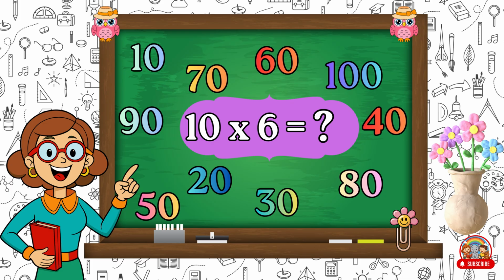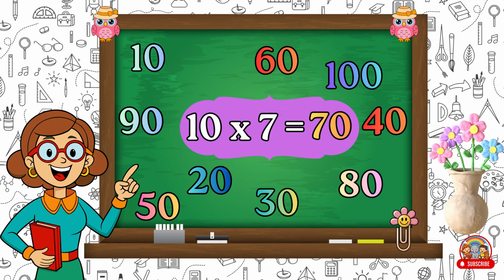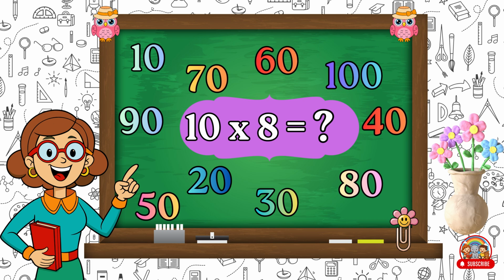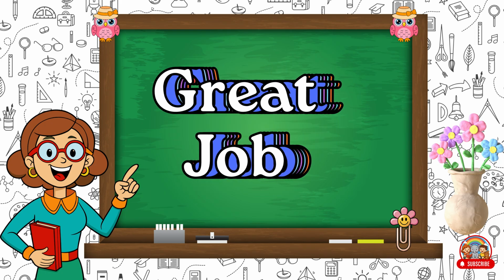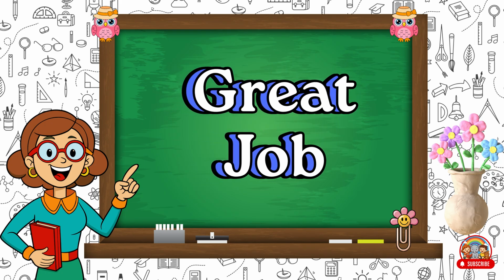10 sixes are 60. 10 sevens are 70. 10 eights are 80. 10 nines are 90. And last 10 tens are 100. Very good kids. Now you know the table of 10.